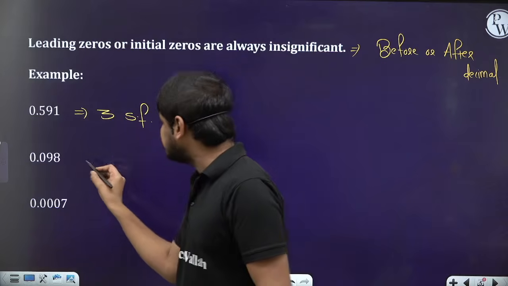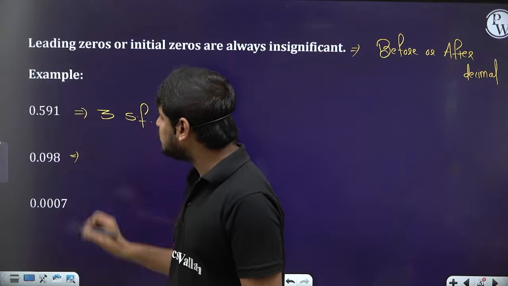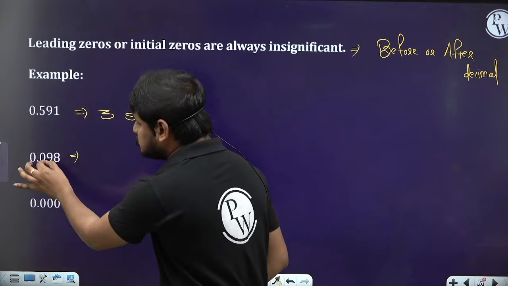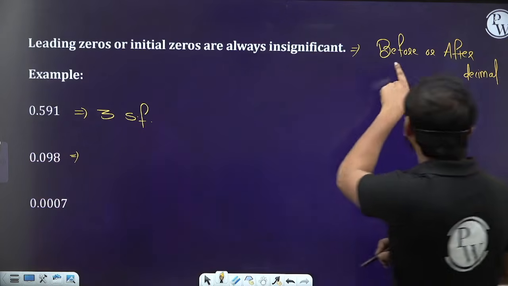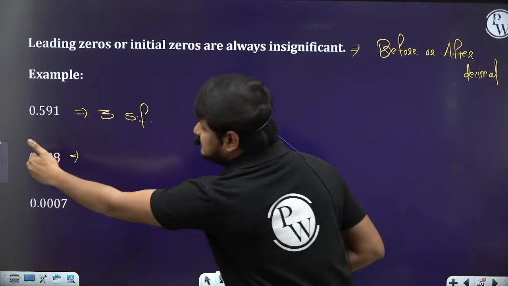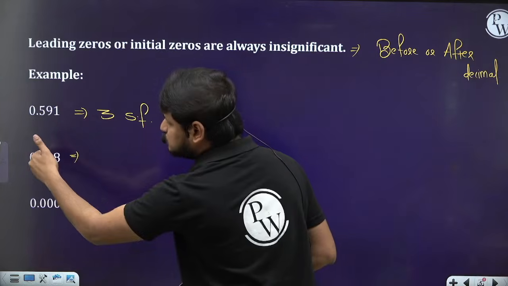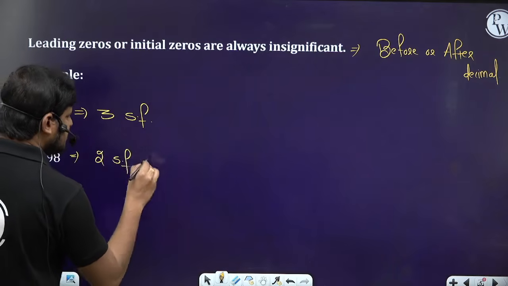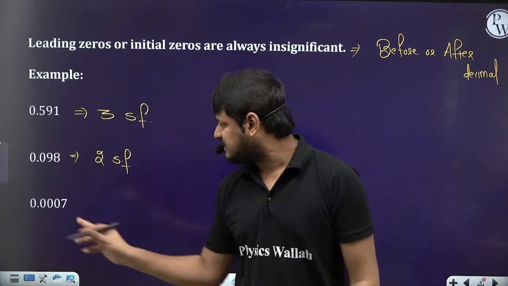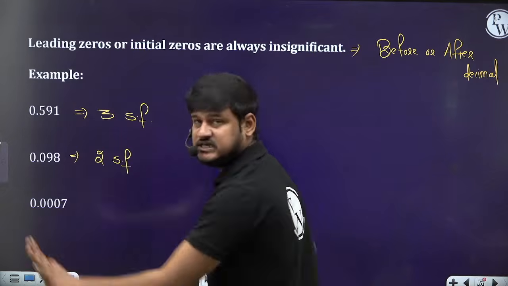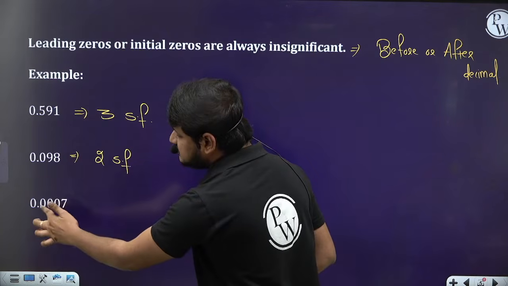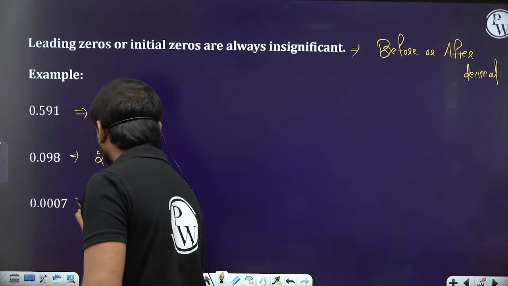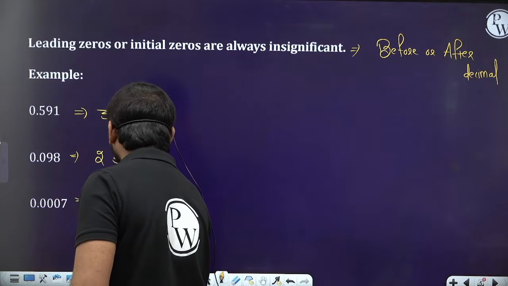So in the next one, see here, 0.098. The initial 0 is insignificant. The 0 after the decimal also, so before or after the decimal, if it is starting, these two zeros are insignificant. The 9 and 8 are significant, so that's why 2 significant figures. In the next one, this 0 is insignificant, and after the decimal also, 3 zeros are there, insignificant. Then 7, so only 1 significant figure.